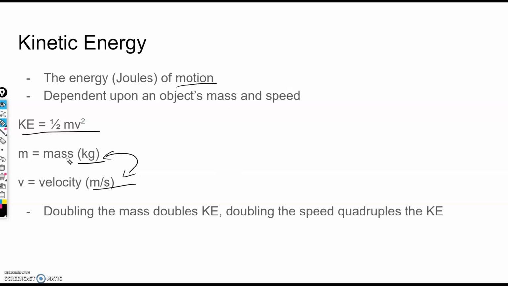Now, when we talk about how these two affect your kinetic energy, if you double the mass, you'll double the kinetic energy because they're a direct relationship, right? 1 to 1. But since velocity is squared up here, if you double the speed, you actually quadruple the whole kinetic energy. Okay? So because your velocity is squared here, if you double the speed, you're going to actually quadruple the kinetic energy. So the quickest way to increase kinetic energy is increasing speed.